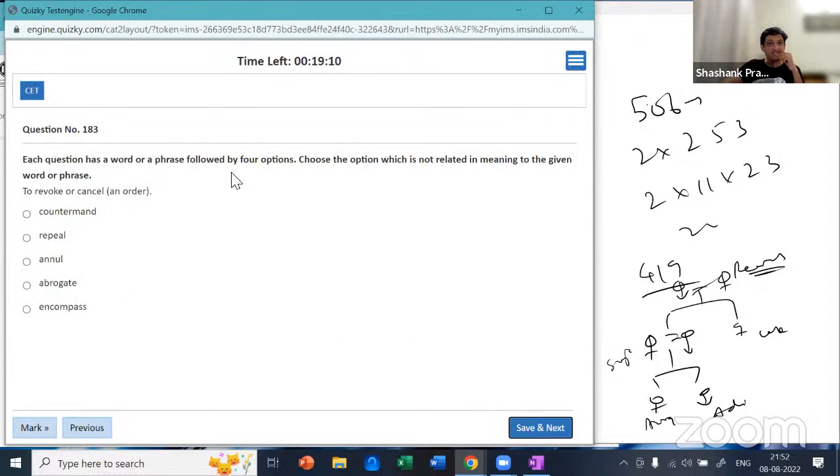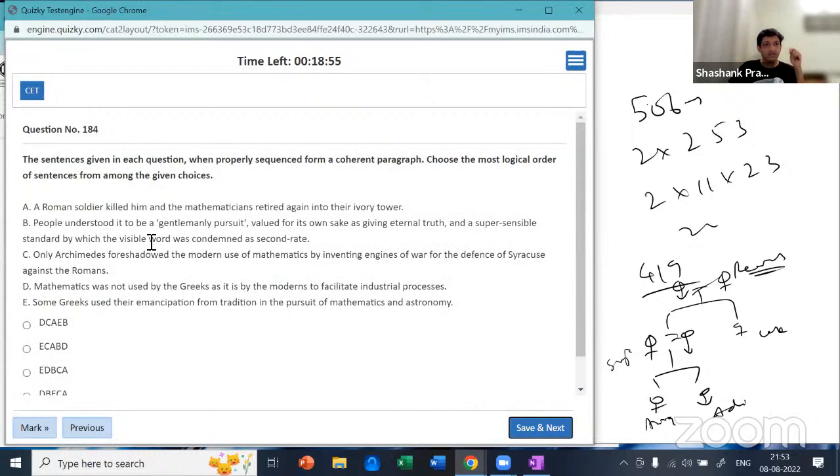To revoke or cancel an order, what do we do? Not related. Okay. Revoke is annul, that is fine. Encompass. Abrogate is give up. Repeal is again repeal a law. Countermand, I think, is the same.